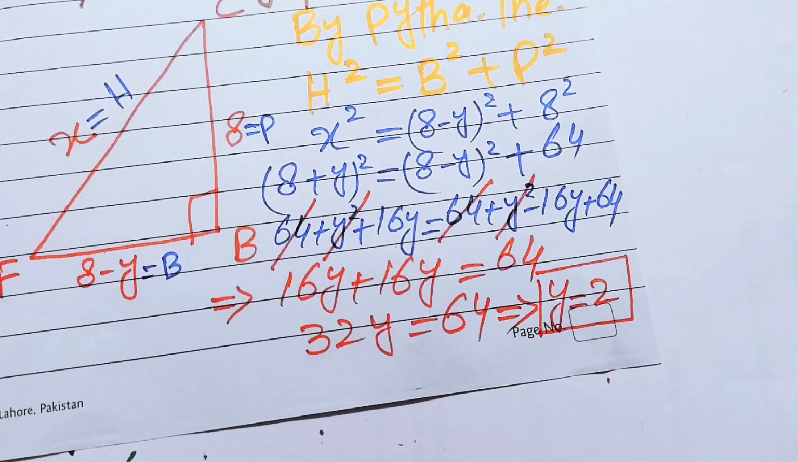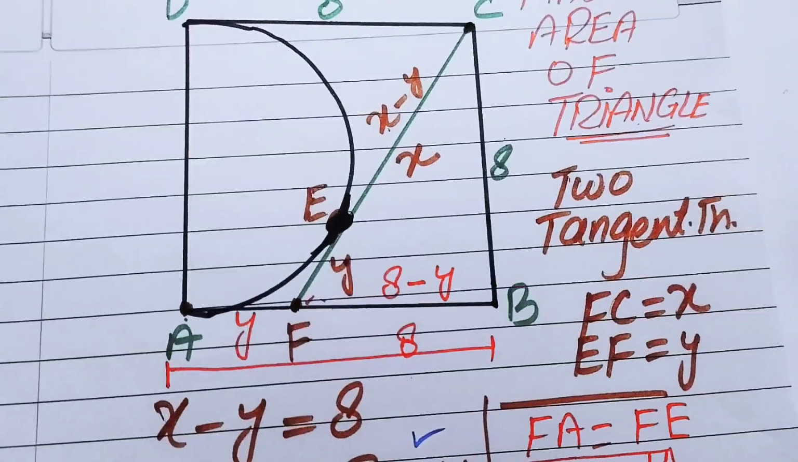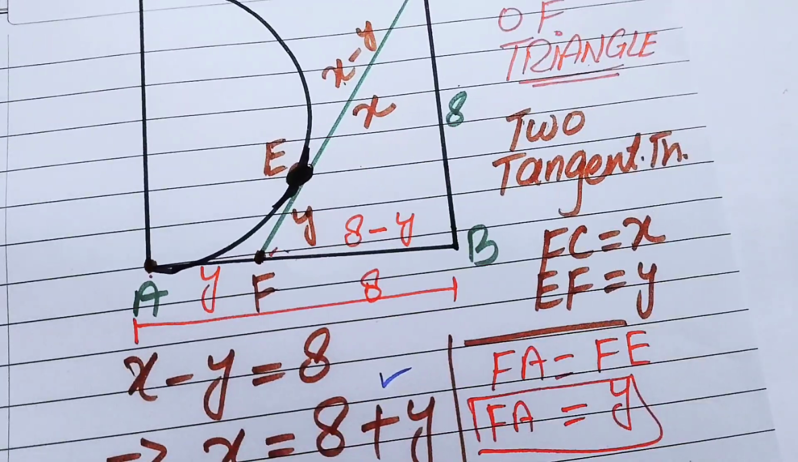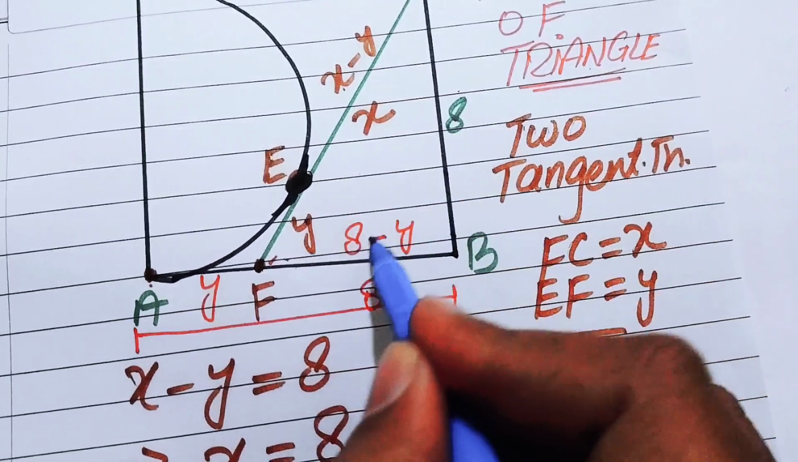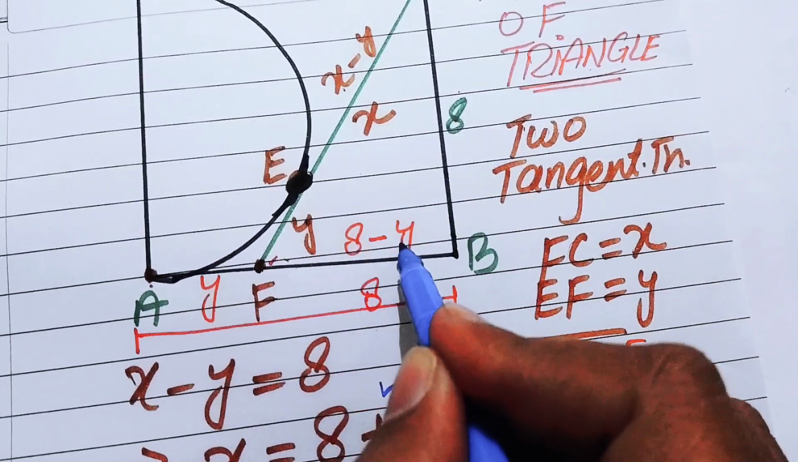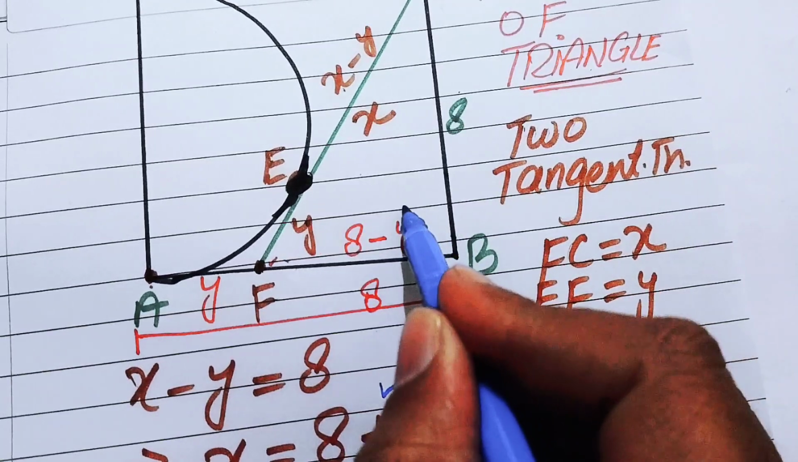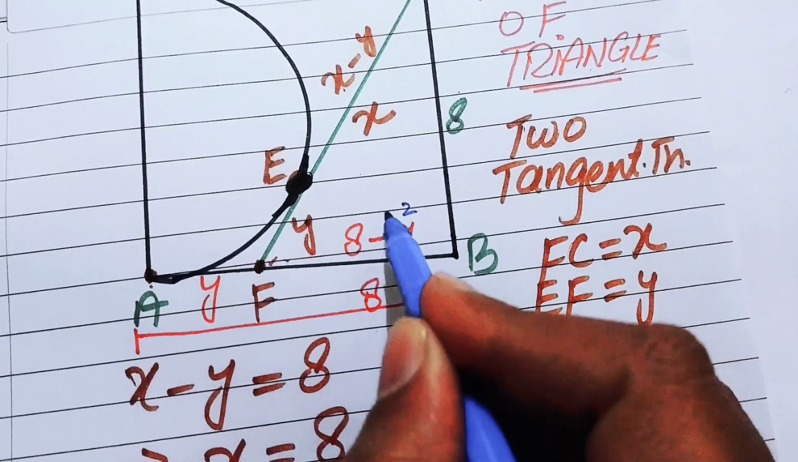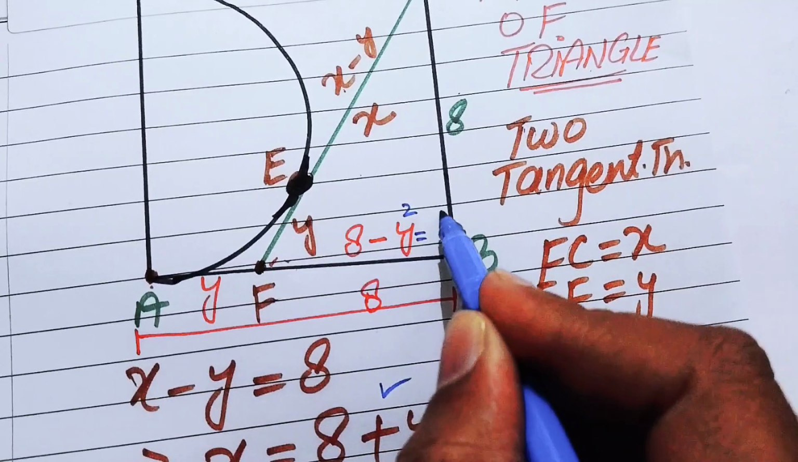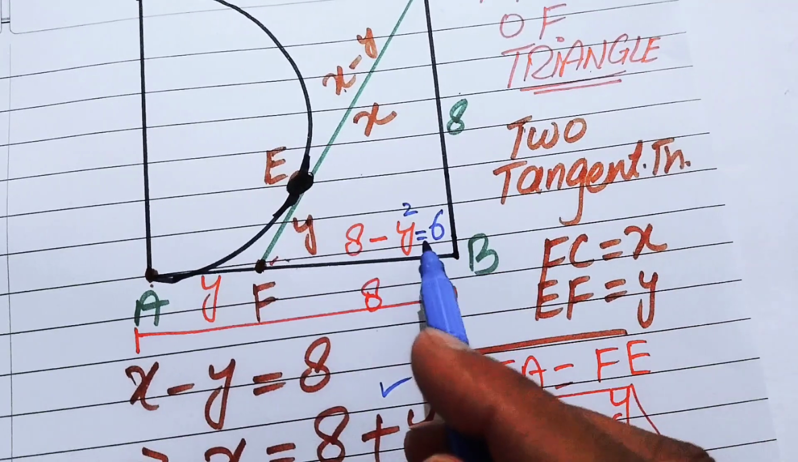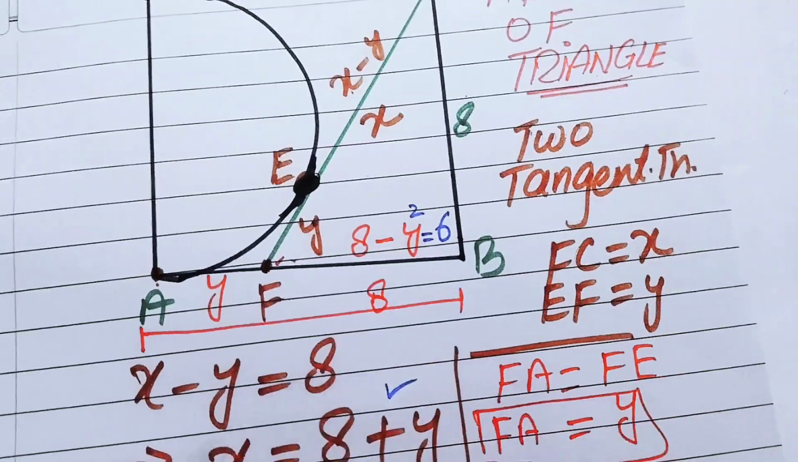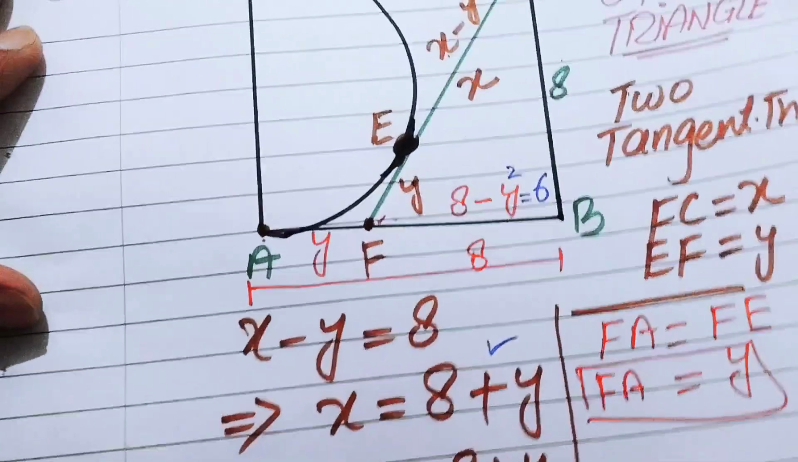So this is the value of y, and now we move to the triangle. Here you see that if y equals 2, we get the value of 8 minus y. Here we put the value of y, which is 2, and 8 minus 2 equals 6. So it means that the length of side FB is 6.